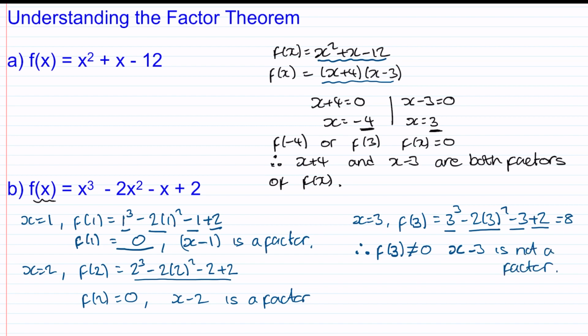So now we'll try when x equals negative 1. So f of negative 1. We get negative 1 cubed minus 2 lots of negative 1 squared minus the negative 1 plus 2. And this does work out as 0. So again, therefore, because f of negative 1 does equal 0, we know that x plus 1 is a factor.